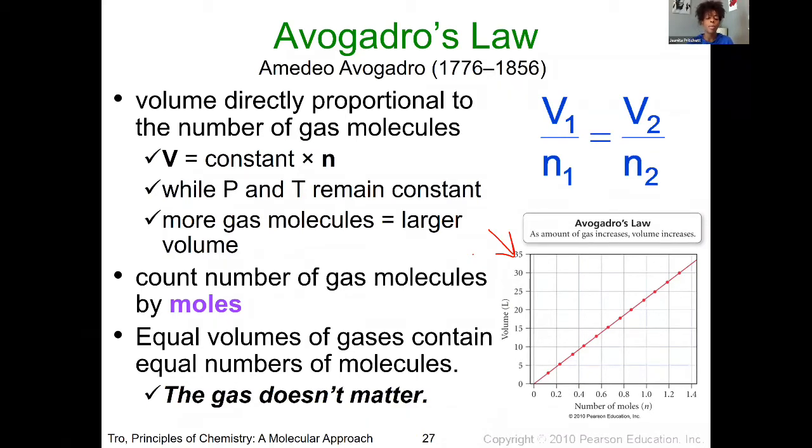A great way to remember this, and I love a good mnemonic device, is that if you look at Avogadro at a quick glance, it kind of looks like the word avocado. Avocados are very nutritious. So "very" would represent the volume, and "nutritious" would represent n, the number of moles. Use that if you like. Mnemonic devices have always helped me out.